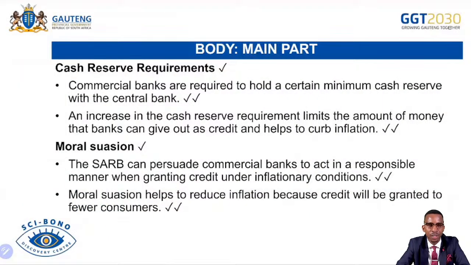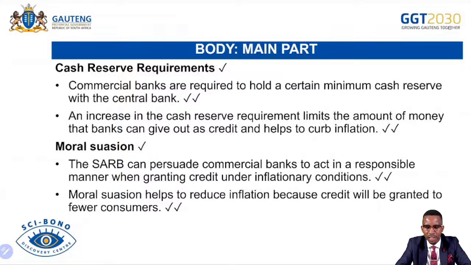Cash reserve requirement. In this case, we talk about the ratio that commercial banks are forced to keep or reserve to avoid a high level of liquidity in the economy. So the Reserve Bank can intervene by increasing the cash reserve requirement so that there will be less money available within the financial system. If there is less money available, commercial banks will give relatively less credit in the economy, which will result in less money supply and less demand for goods and services. Commercial banks are required to hold a certain minimum cash reserve with the central bank.